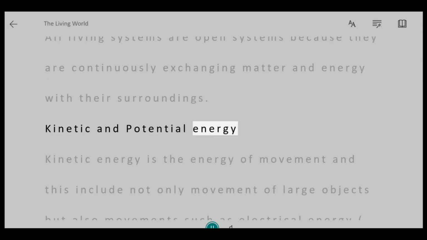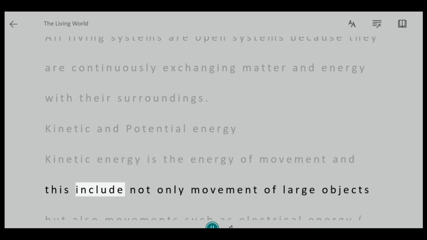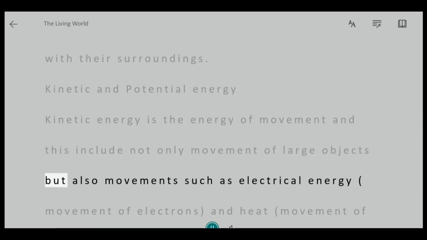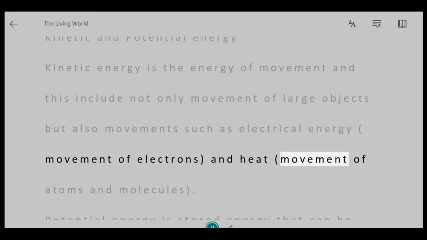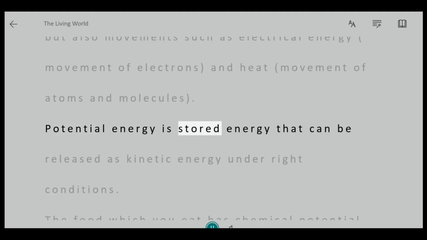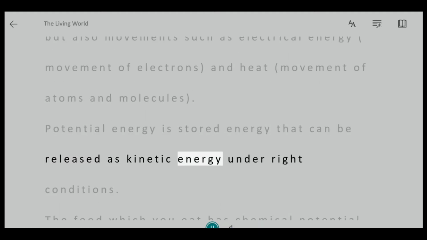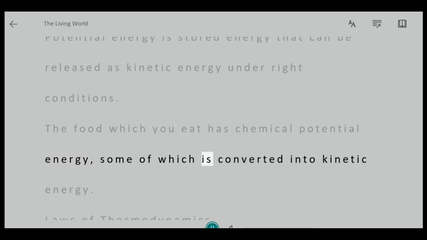Kinetic and potential energy. Kinetic energy is the energy of movement, and this includes not only movement of large objects but also movements such as electrical energy, movement of electrons, and heat, movement of atoms and molecules. Potential energy is stored energy that can be released as kinetic energy under right conditions. The food which you eat has chemical potential energy, some of which is converted into kinetic energy.